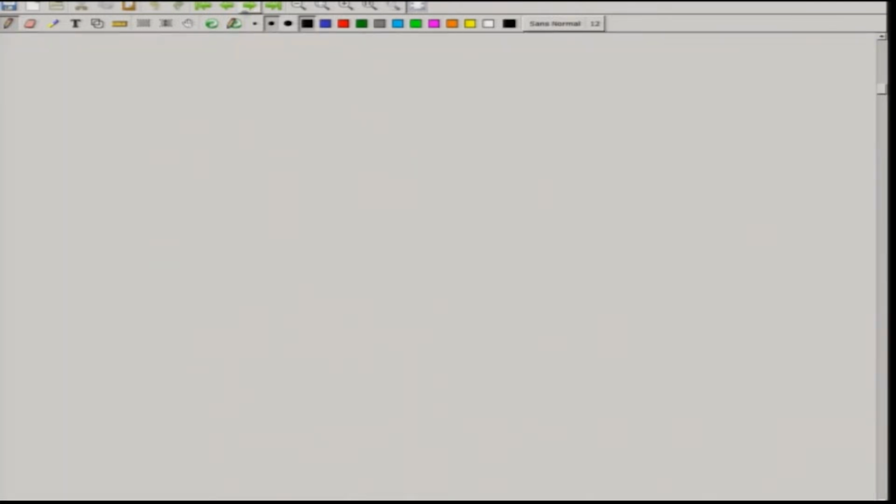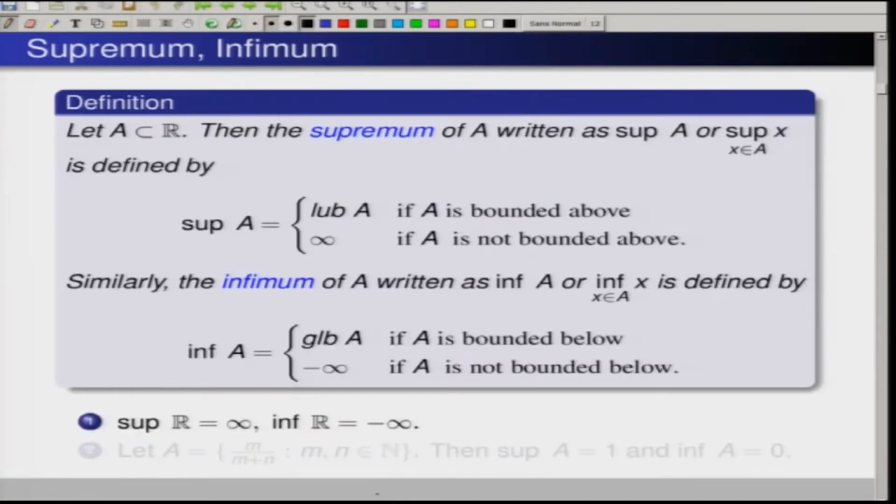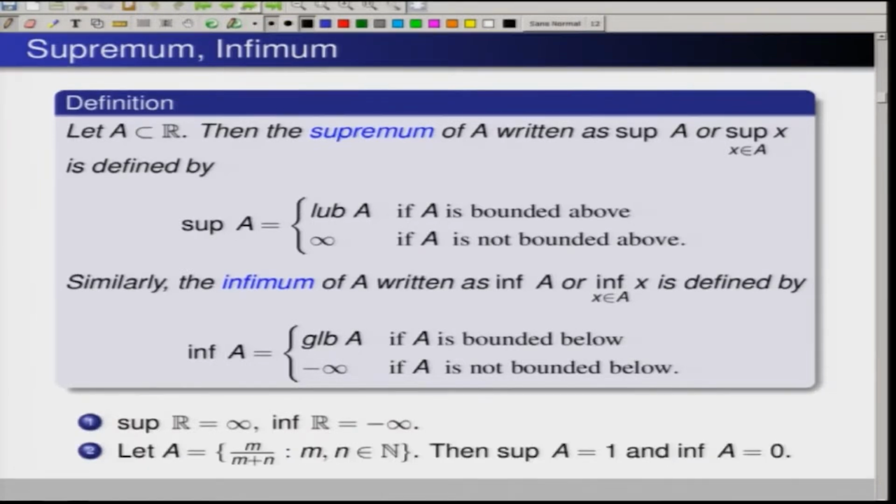So, for example, the supremum of R is infinity and the infimum of R is minus infinity. Now, if you look at the set A equal to m by m plus n, where both m and n are natural numbers, then you can see that of course this is bounded above. Therefore, this is less or equal to 1. Therefore, the supremum is going to be the least upper bound. So, the supremum of A is equal to 1 and the infimum of A is going to be 0.